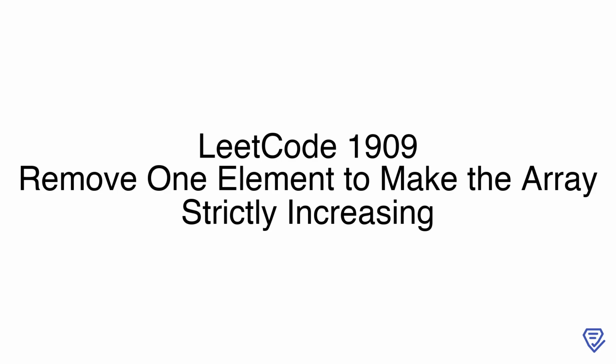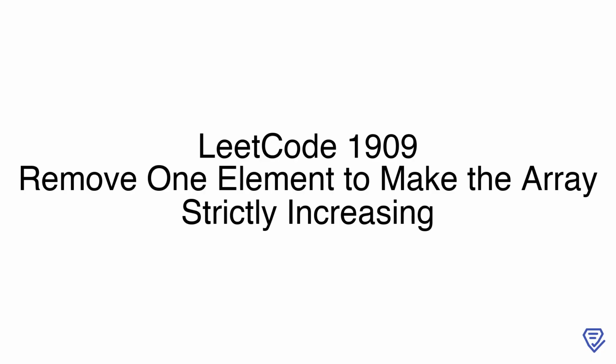Welcome! In this session, we'll tackle LeetCode problem number 1909, remove one element to make the array strictly increasing. This is a fascinating problem that challenges your ability to analyze array properties and think critically about edge cases.